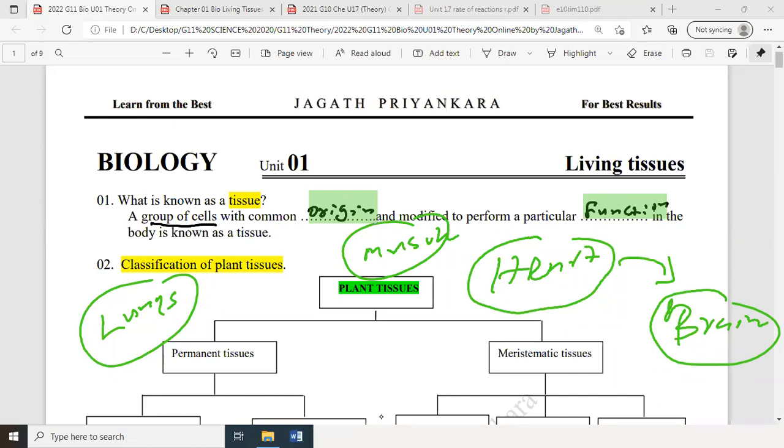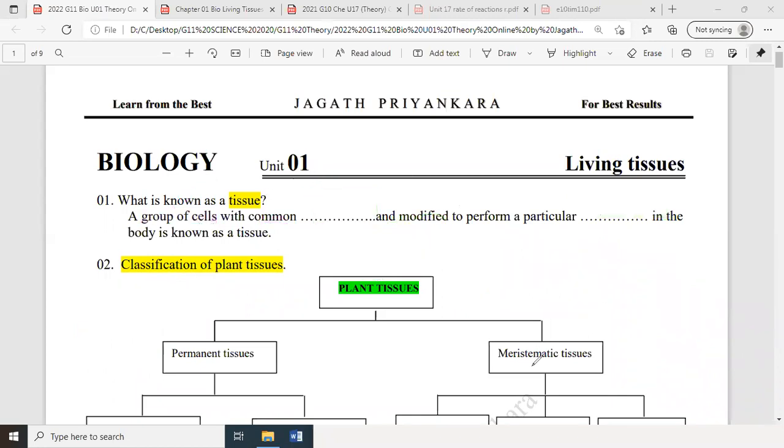In the exam, if you get the question what is known as a tissue, they will not check your grammar or active voice or passive voice or whether the sentence is grammatically correct. They will check whether these three keywords are there. Number 1, group of cells. If you don't include that word, no marks. Number 2, with common origin. And number 3, perform a definite function or task. Is that clear? Right. That is the definition of the tissue, right? Then next one, plant tissues.